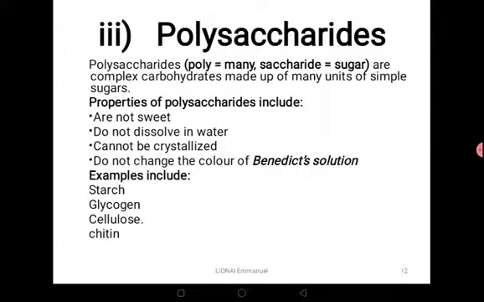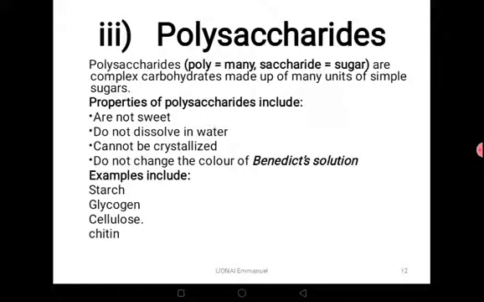Okay, we have just looked at disaccharides. So I want to welcome you to the third category of carbohydrates called polysaccharides. The word poly means many, and saccharide means sugar. So simply, this is a very complex carbohydrate made up of many units of simple sugars. Very many monosaccharides combine, undergoing condensation reactions to produce polysaccharides.